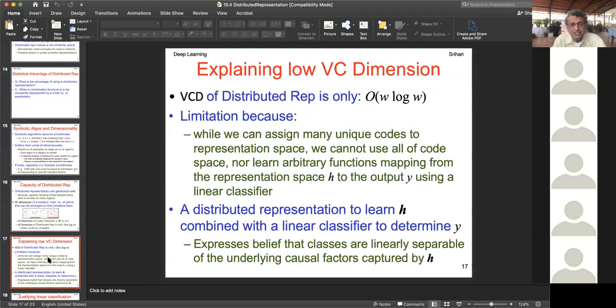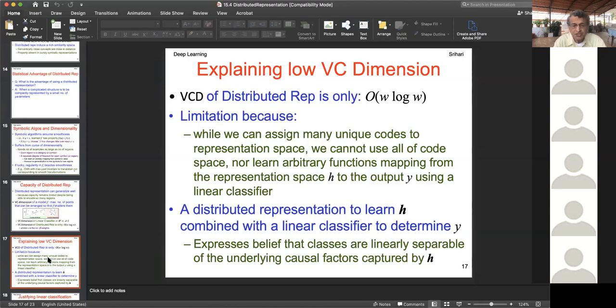So the VC dimension, we say, of a distributed representation is only W log W. So it says we have this limitation because while we can assign many unique codes to representation space, we cannot use all of code space, nor learn an arbitrary function mapping from the representation space H to Y using a linear classifier. So this is an explanation of why it is limited to order of W or W log W.